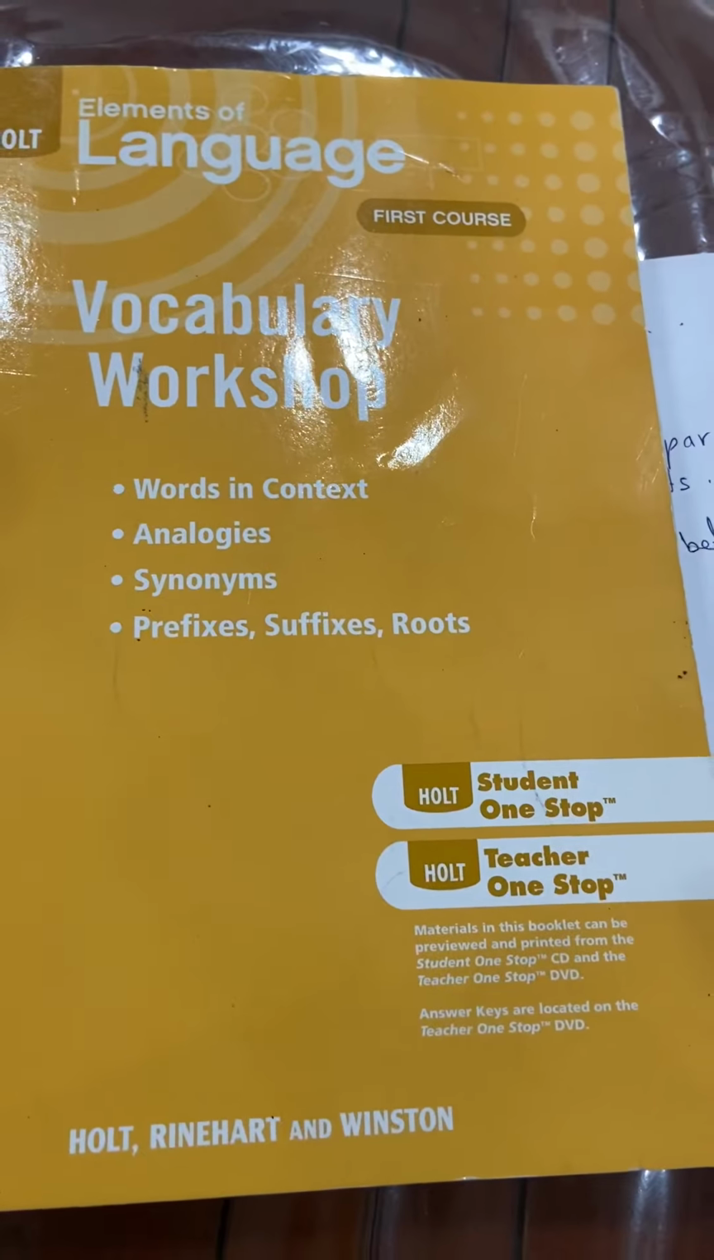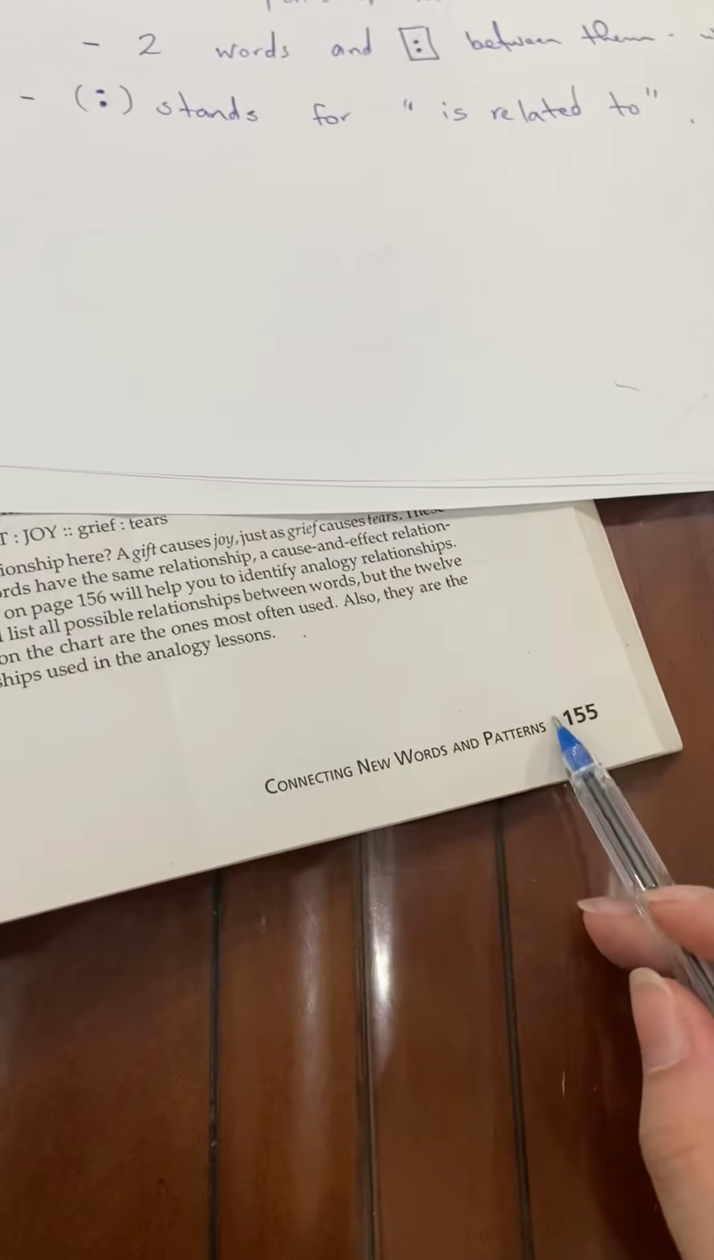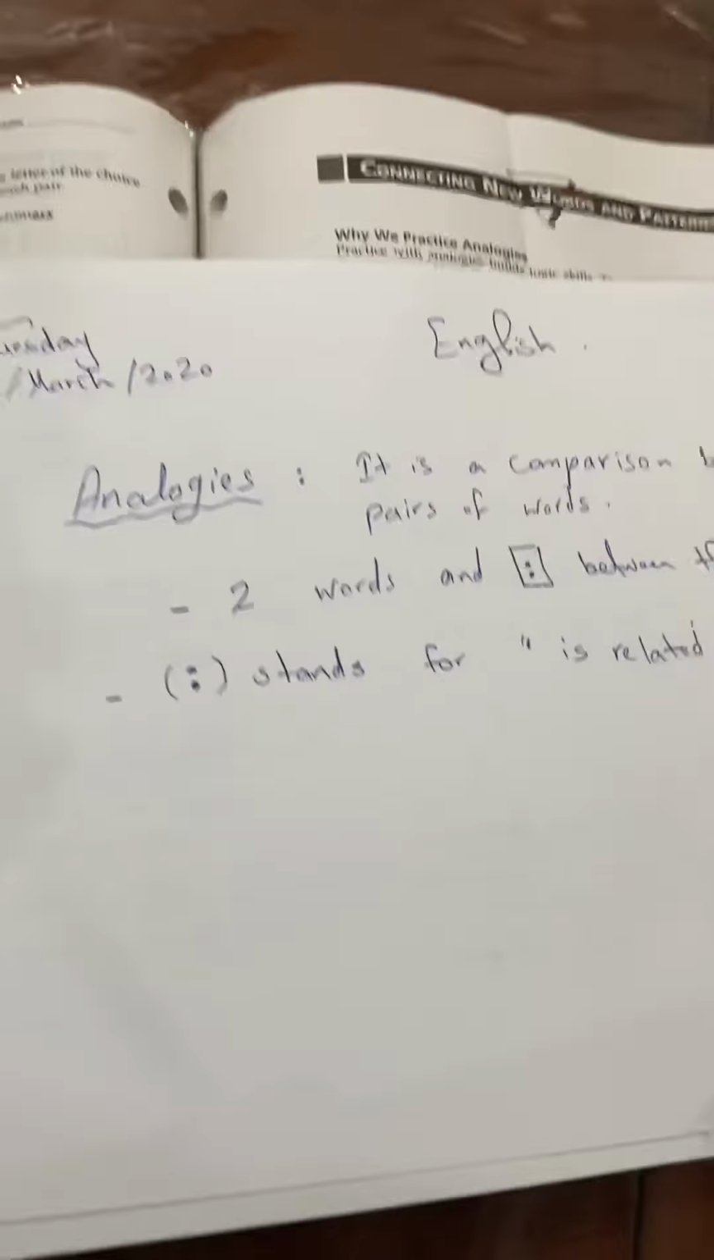Okay, we're gonna start with the vocabulary book again. This is for the final after the midterm. Open at page 155. Our lesson today is about analogies.